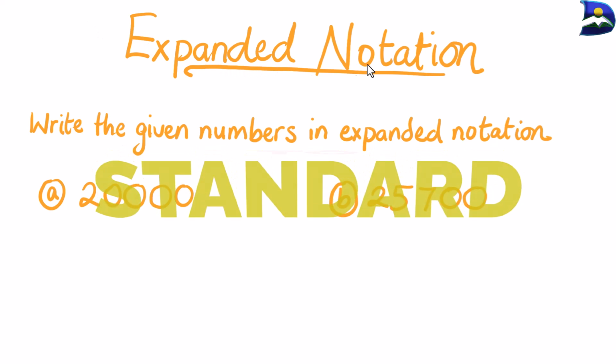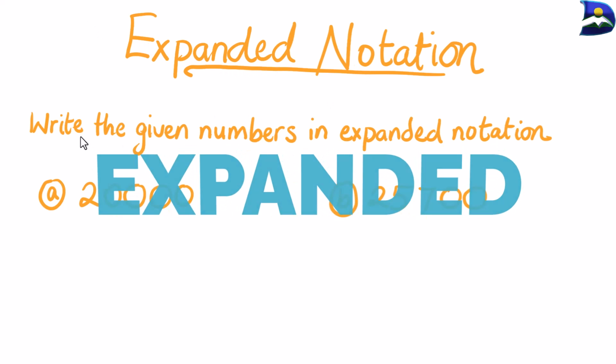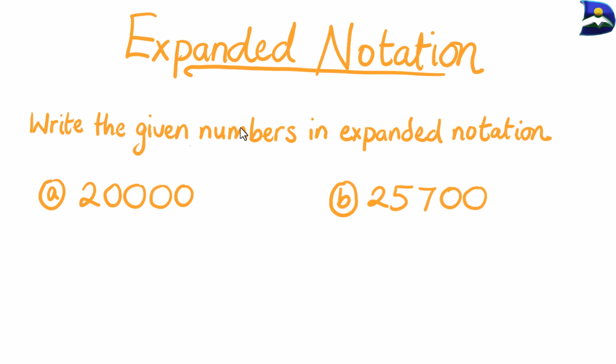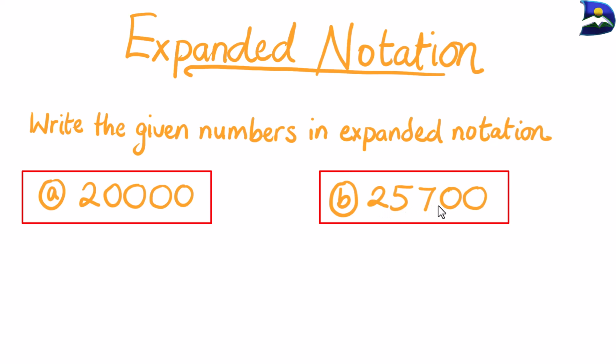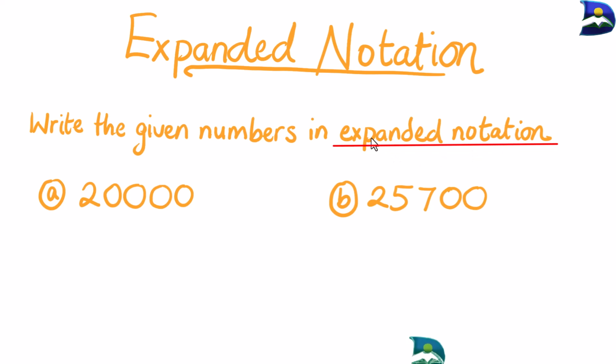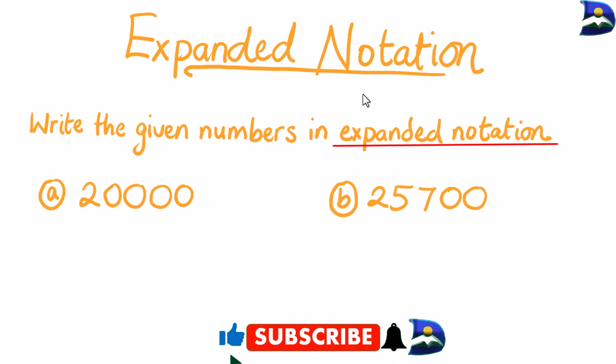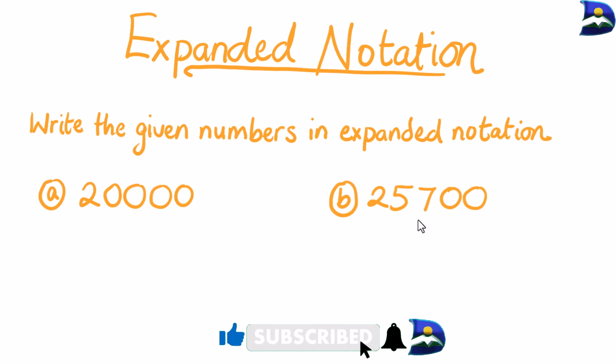Looking at expanded notations, we're going to look at this question which says that we should write the given numbers. In this case, we're given 20,000, and on the other hand, we have 25,700 in expanded notation. In here, we're going to look at what this means. We're going to look at how we are going to build it given these following questions involving large numbers, not small numbers.